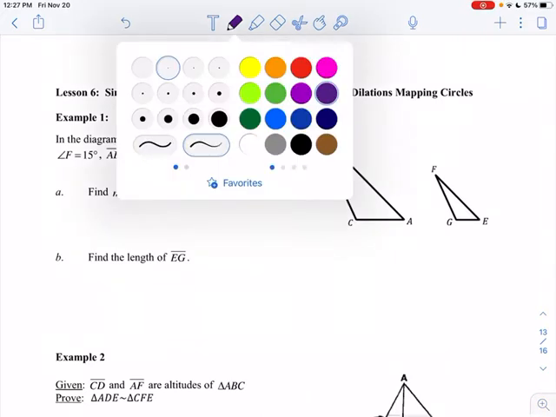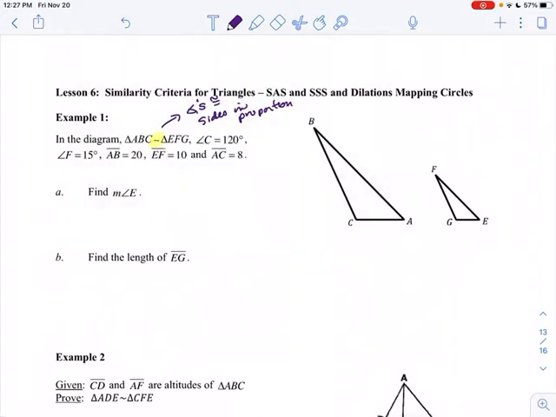Let me make my pen a little bit smaller. So angle C is 120, so I'm going to put 120 in there. And angle F is 15, so I'm just going to draw an arrow. I don't think I can write a 15 in there. AB is right here, it's 20. EF is 10. AC is 8. Okay, and that's everything I know.